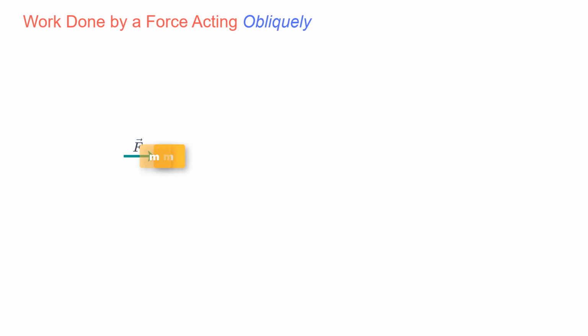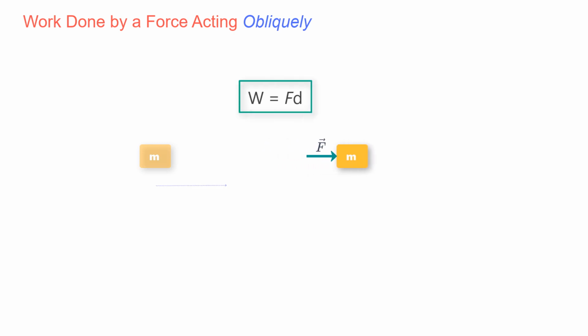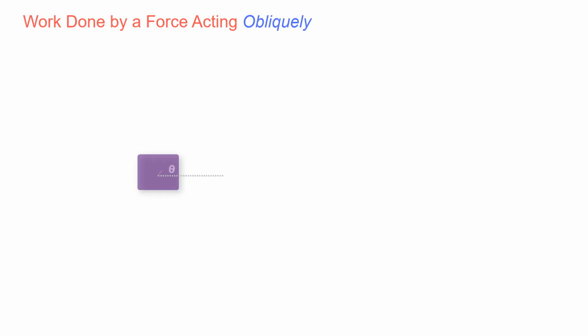So we know that the work done by a force F on an object can be given by the equation W is equal to F into D, where D is the displacement the object undergoes. Now, what if the force you applied is at an angle like this? Will the work done by the force F change? Let us take another example and see what really happens.